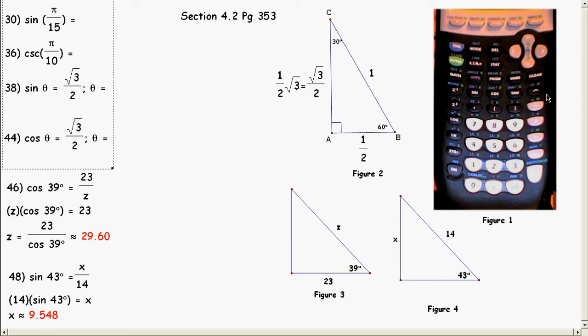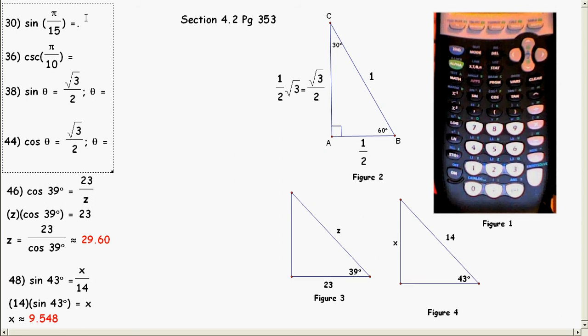And you should come up with 0.2079116908, and rounding that to 3 decimal places, that'd be 0.208. So that's 0.208.